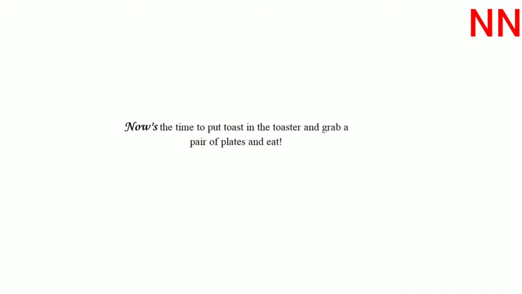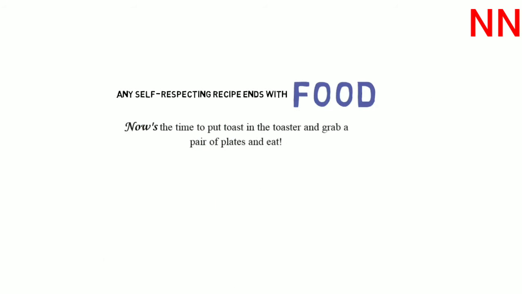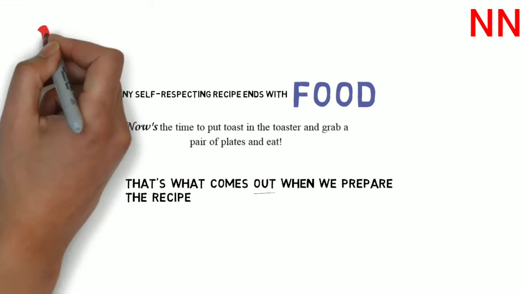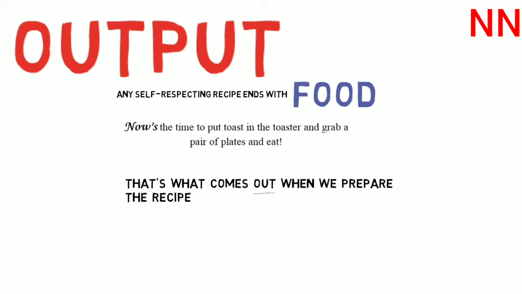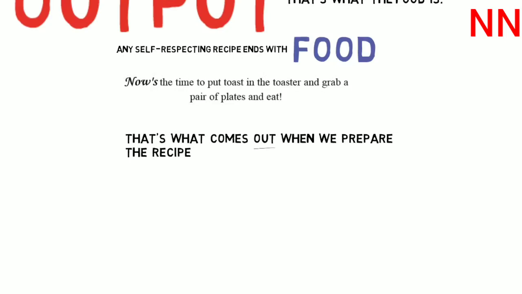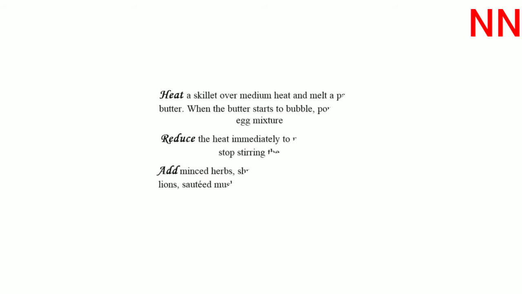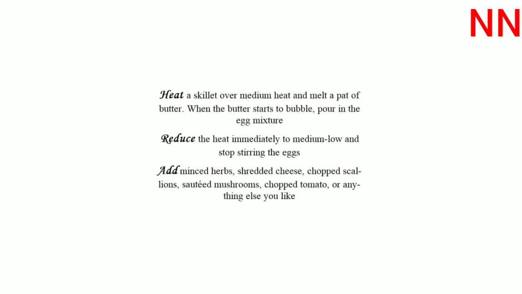If recipes start with ingredients, what do they end with? Food. Food is the end product of pretty much any self-respecting recipe. Ingredients go in, a bunch of stuff happens, and food comes out. Food is the output of the cooking process. Okay, we've spoken about the input, that's the ingredients, and the output, that's the food.